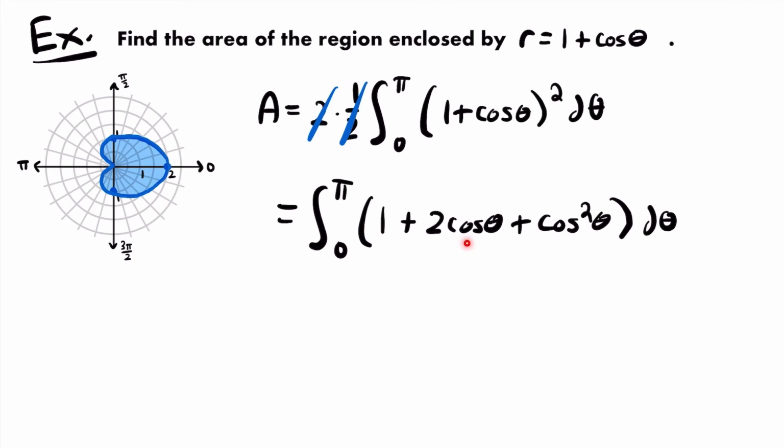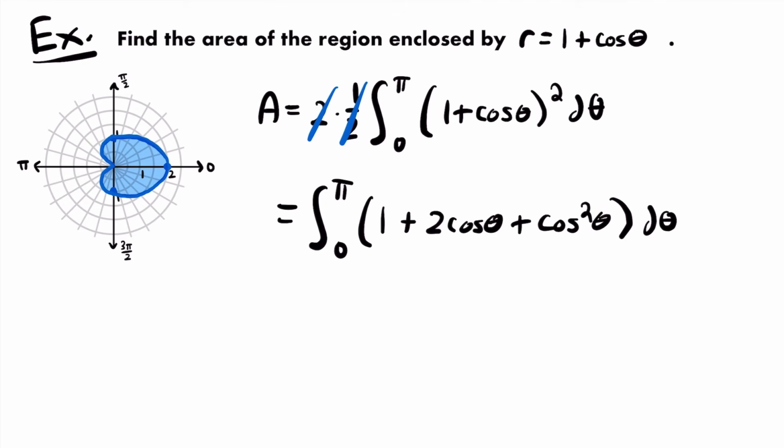All right, so now we have 3 separate terms that we need to integrate. 2 of them are pretty simple, right? 1 and 2 times cosine theta are pretty easy to integrate, but cosine squared theta is not as easy. We're going to need to use a technique from solving trig integrals in order to integrate that term.